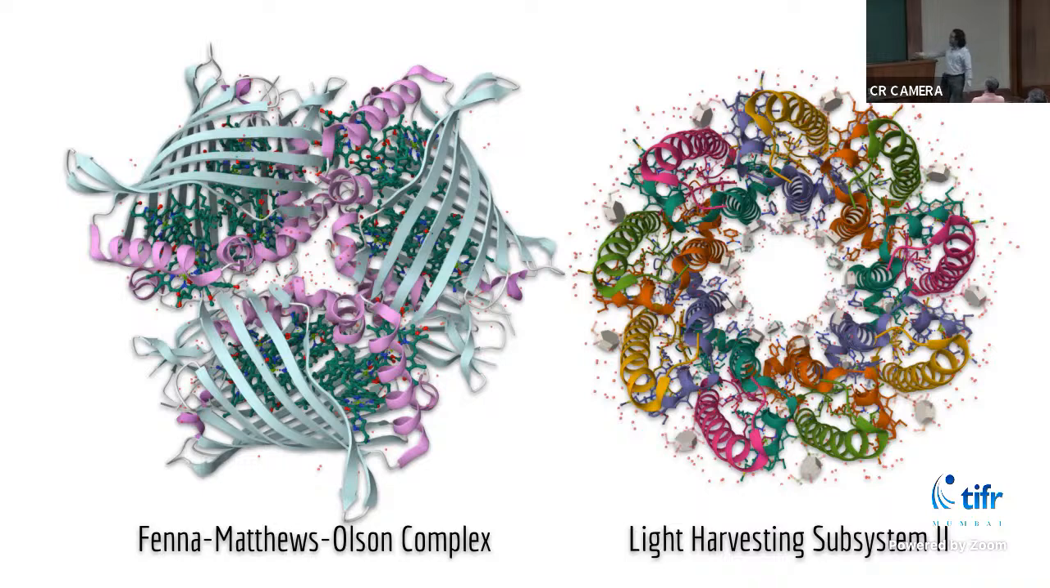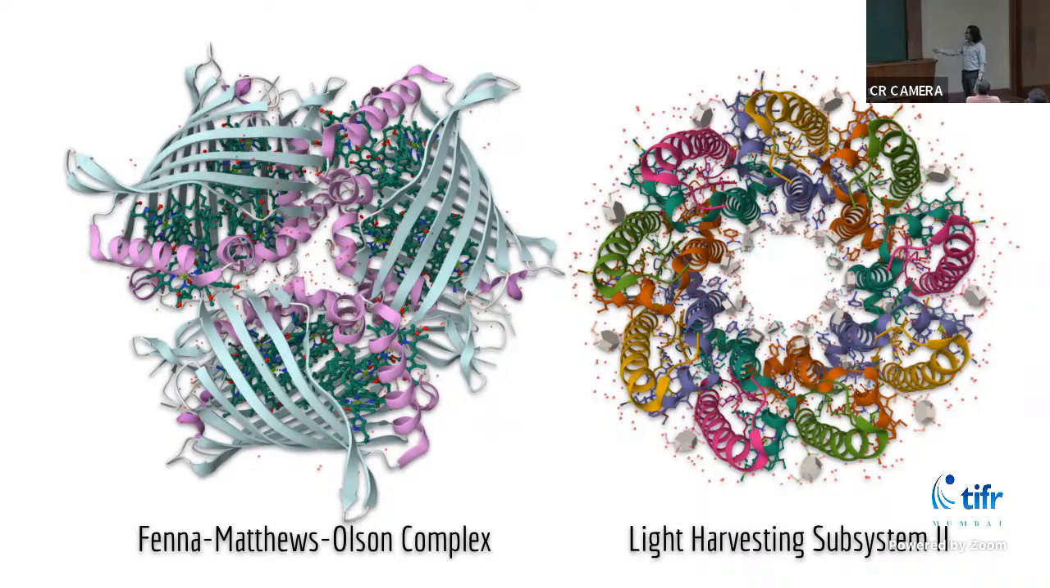One is the Fenna-Matthews-Olson complex, on the left, which has become a go-to model system for theoretical chemists to study. The other is a light harvesting system. Now, these two have separate topologies, separate geometries, everything is different. The Fenna-Matthews-Olson complex, as you can see, is a very loosely coupled trimer, where each of these monomers is an octamer of chlorophyll molecules, and they are wrapped in a protein scaffold.